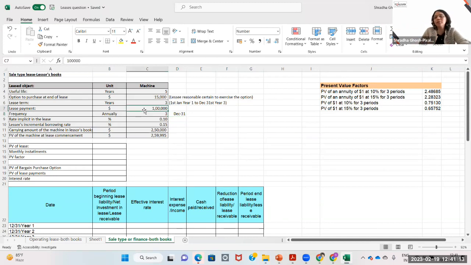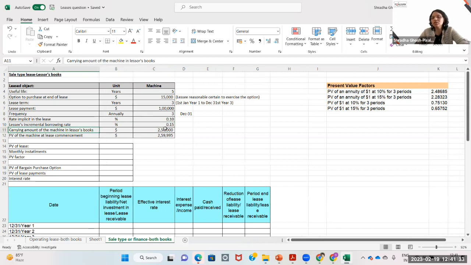So we have got to take the PV of $100,000 that will be paid at the end of each of the years. And it's an annual contract. They tell you that the rate implicit in the lease is 10%. But if you look at the lessee's incremental borrowing rate, it is 15%. They've told you that the carrying value of the machine in the books of the lessor is $250,000. And the day when the lease is commencing, on that day, the fair value of the machine is $259,995. Okay, the first question, guys.